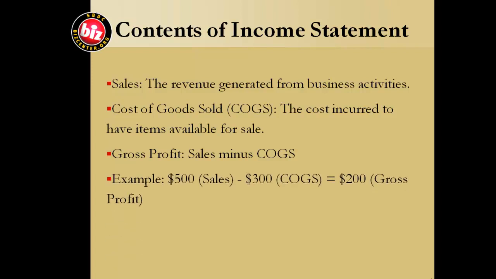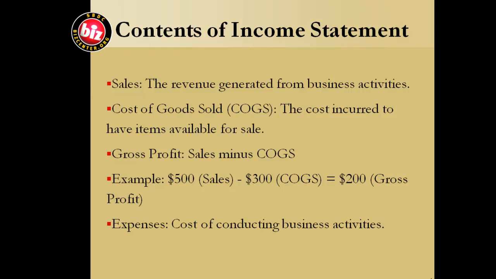Let's say that you own a business selling television sets, and you sell a television for $500. This $500 would represent your sales figure on the income statement. You probably had to buy this television from a supplier so you could have it available for sale. If your cost to buy this television from the supplier is $300, this would represent your cost of goods sold. Sales minus cost of goods sold in this example would give us a gross profit of $200.